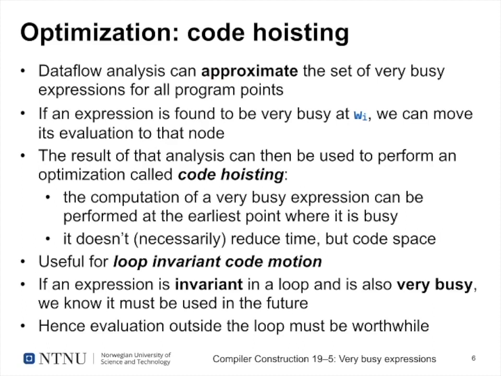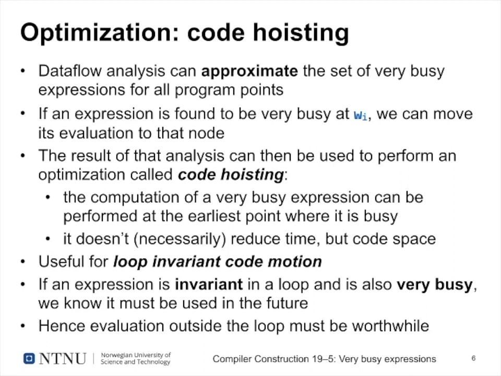We've seen this is a space-saving optimization, and code hoisting itself means that we move the computation of that very busy expression. It's very busy, so we execute it every time. So we want to execute it, well, not that many times. So this computation of the very busy expression can be performed at the earliest point. So we're moving this expression around.